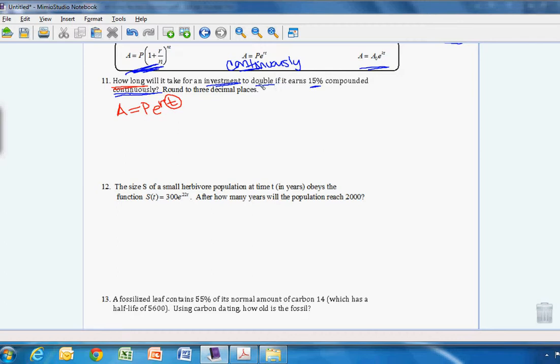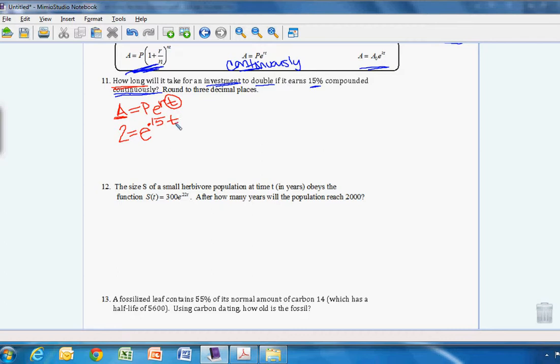If we take a look, I'm looking at how long will it take for an investment to double. A is that end value, how my investment is going to change. If it's going to double, it's going to be 2 times the amount that it was. If I don't know the exact amount, I can think of P, my initial value, as a 1. So I don't even have to put anything for P, but if you would like to, sure, put a 1. Now my rate is 15%, but I need to write it as a decimal, so 0.15 times T. I have everything I need except for T.